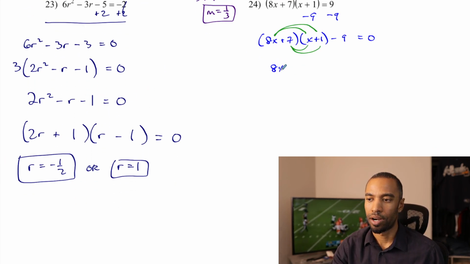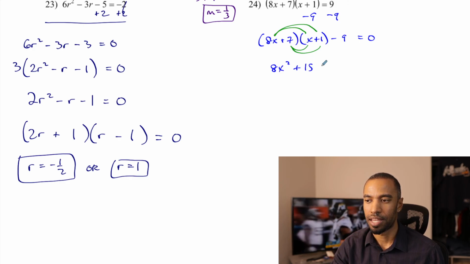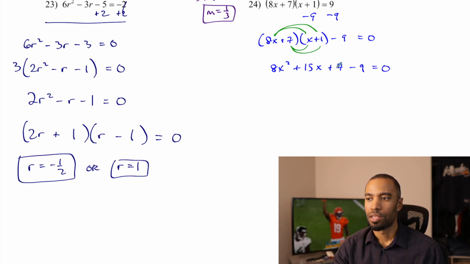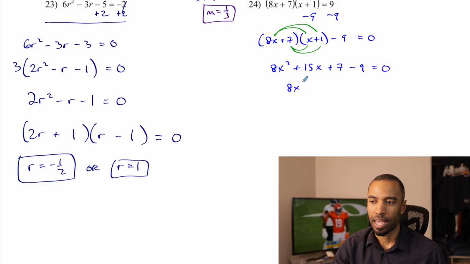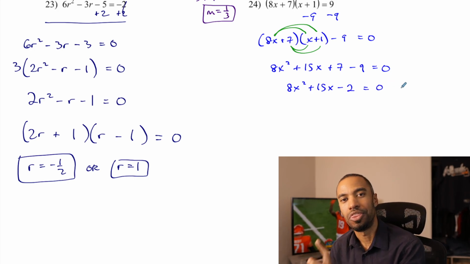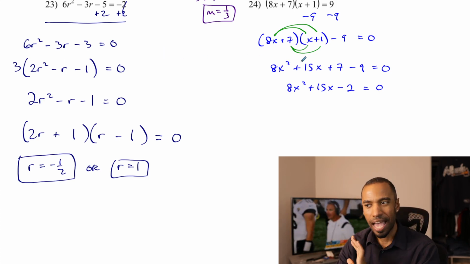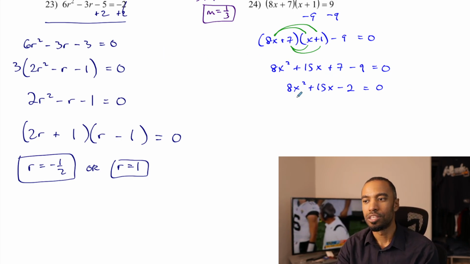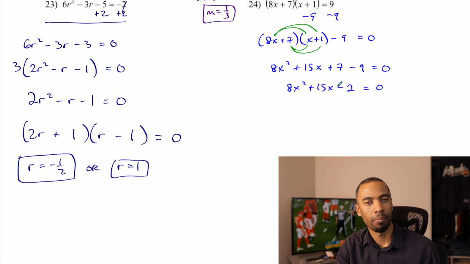We got 8x squared plus 8x plus 7x, that's plus 15x, plus 7, and then minus 9 equals 0. 7 minus 9 is negative 2, and we get 8x squared plus 15x minus 2 equals 0. All right, now we have to factor this, and we do it just like any other problem that you had there. So standard form set equal to 0, no common factors.